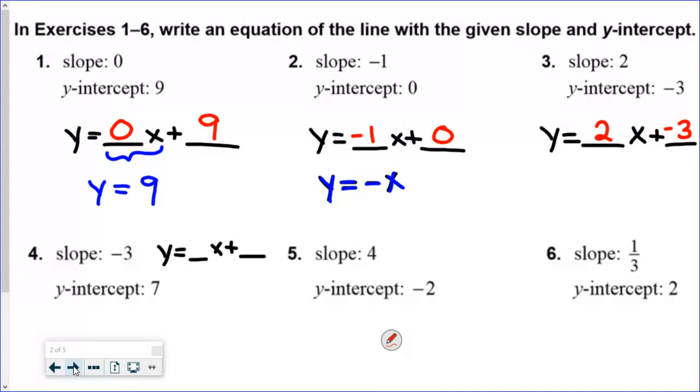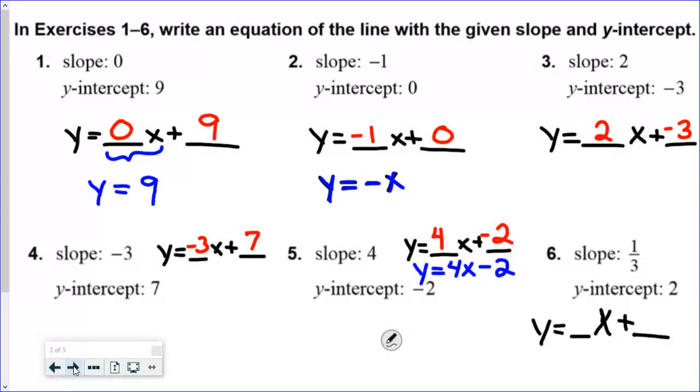Do you see the slope is -3 and my y-intercept is 7, okay? So keep it going. Do you see my slope in this given information is 4 and my y-intercept is -2? Just a note, when you have these negatives, you might also see the problem like that. But they're both perfectly fine, okay? And the last one, x plus blank. So we have a 1/3 and we have a 2, okay?